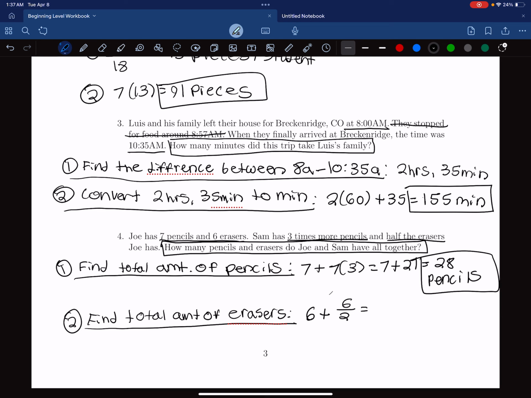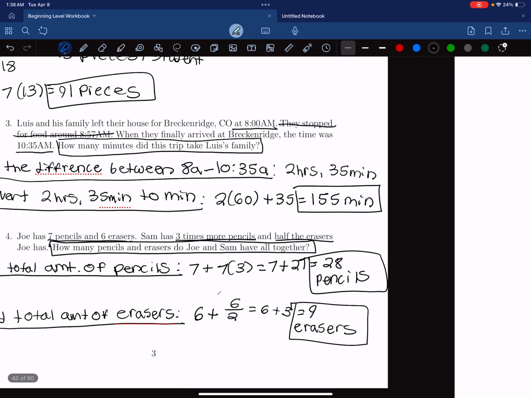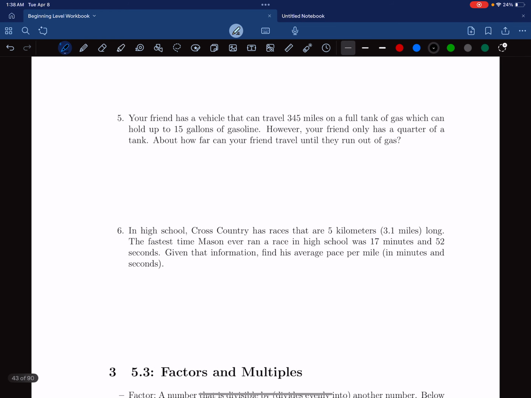So according to PEMDAS, we're going to start with division. So we're going to do 6 divided by 2, which is 3. And then 6 plus 3 is 9. So we have 9 erasers. And those are your answers to the question.